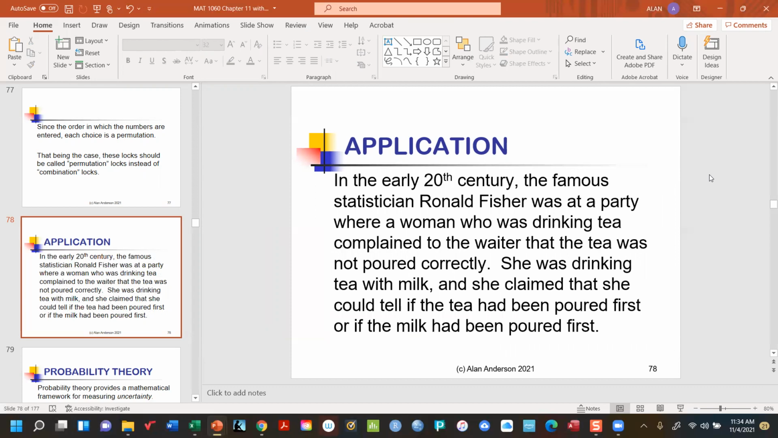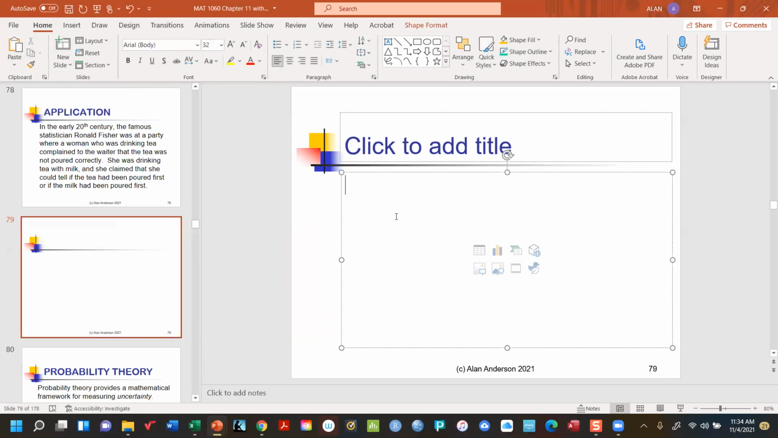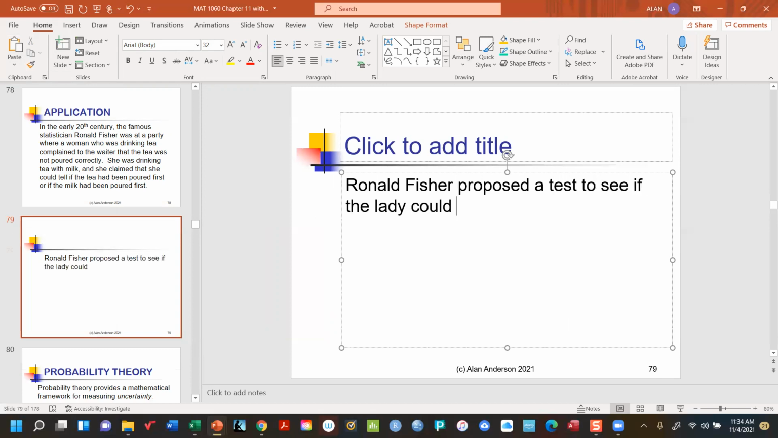So now here's Ronald Fisher. Now he's one of the greatest statisticians of all time. So I mean, everything he sees and encounters in his life reminds him of some result in statistics. So Ronald Fisher hears this discussion. He says, you know, this might be an interesting opportunity to test one of my ideas. So Ronald Fisher proposed a test to see if the lady could really tell the difference. So this is his idea of an exciting evening.